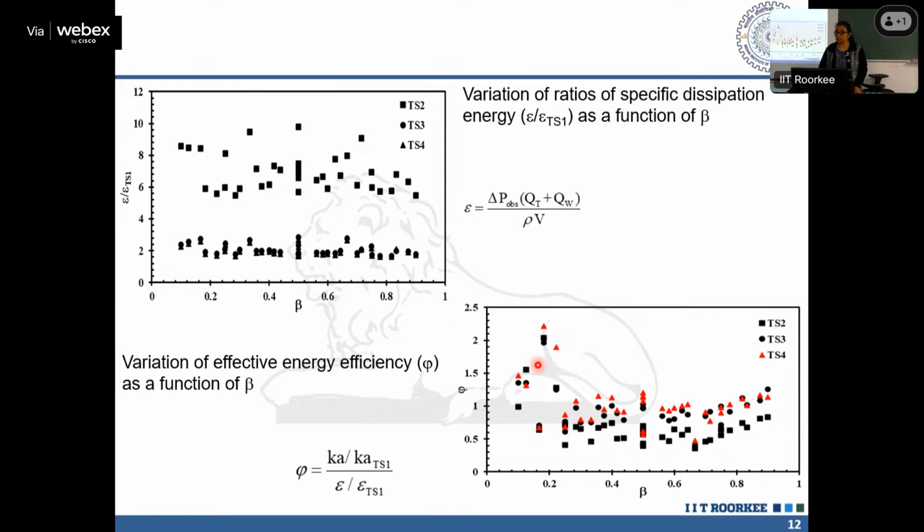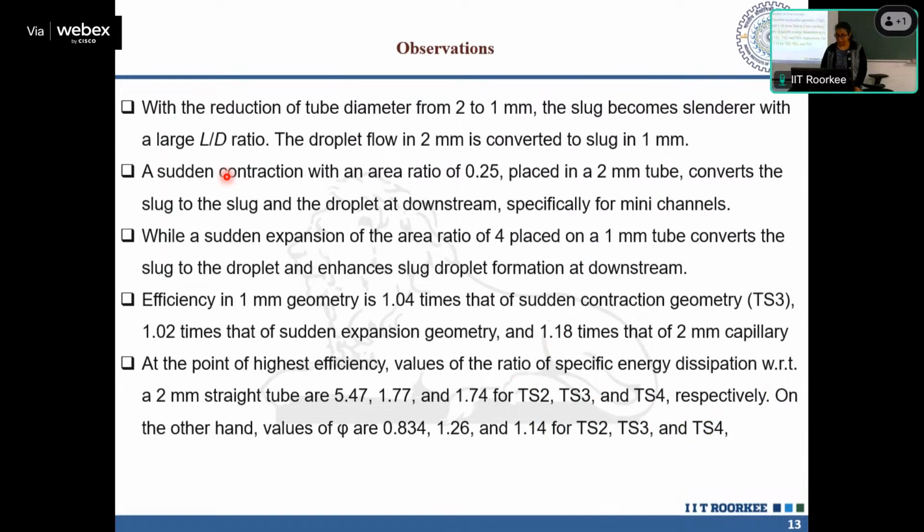Rather, the viscous dissipation is giving you the highest values in TS2 because of its reduction in diameter. From here you can look at these values: the ratio of specific energy dissipation relative to the 2 mm straight tube. These are 5.47, 1.77, 1.74. So TS2 has the highest ratio of viscous dissipation, followed by the similar values of TS3 and TS4.